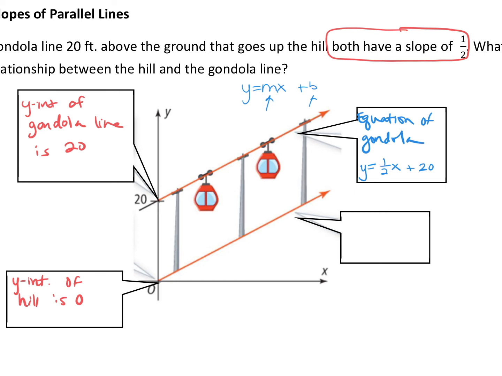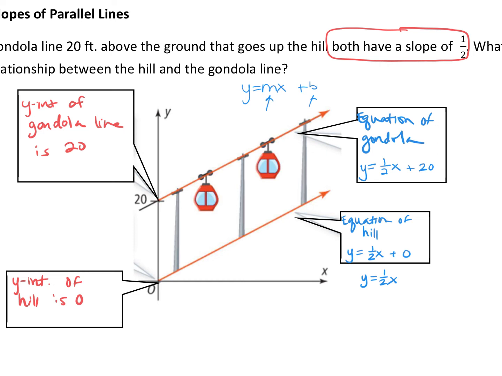We can do the same thing. We can get an equation for our hill right here. We know the slope is 1/2 and we identified the y-intercept as 0. So the equation of the hill is y equals our slope 1/2 x plus our y-intercept of 0, and that actually just simplifies to y equals 1/2 x.